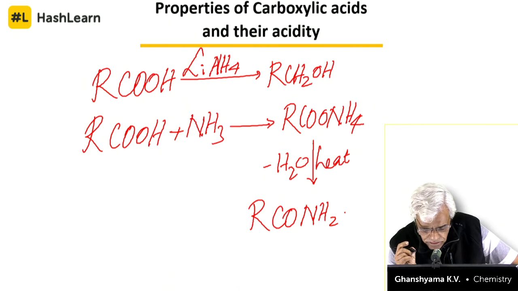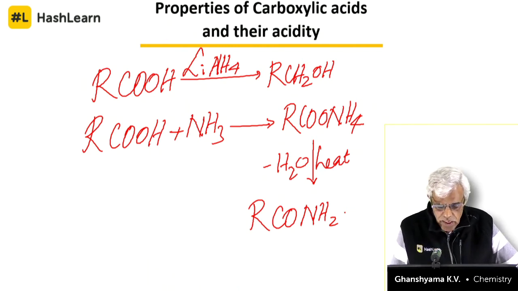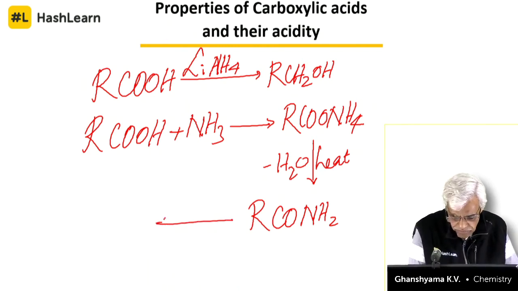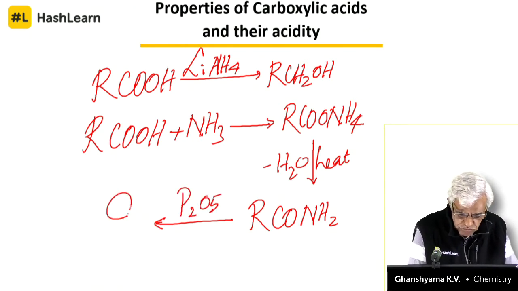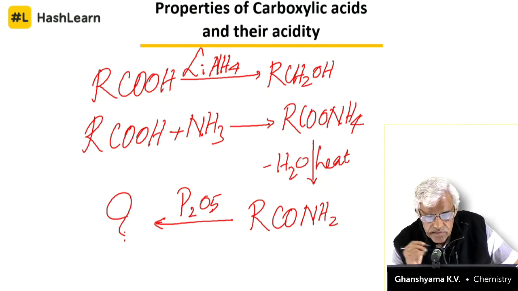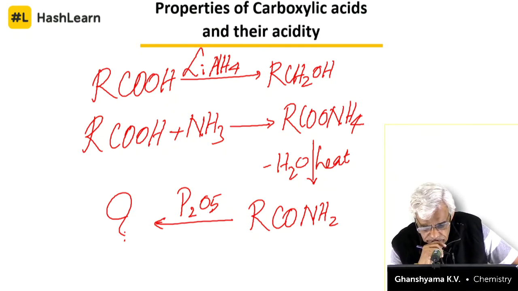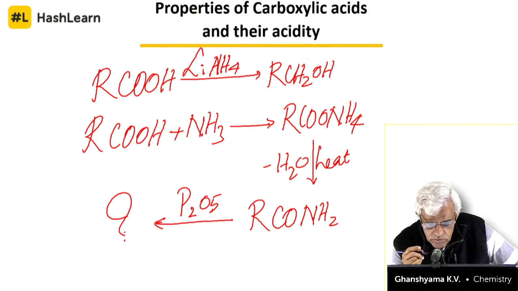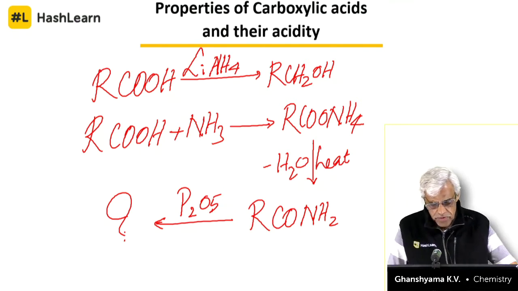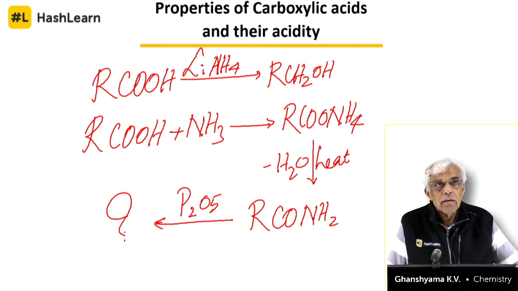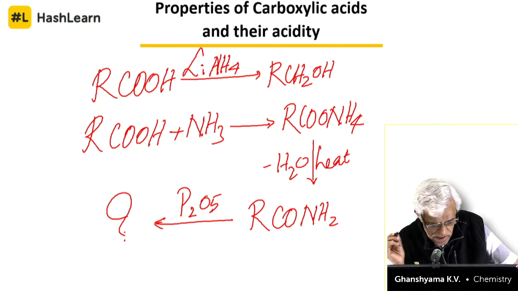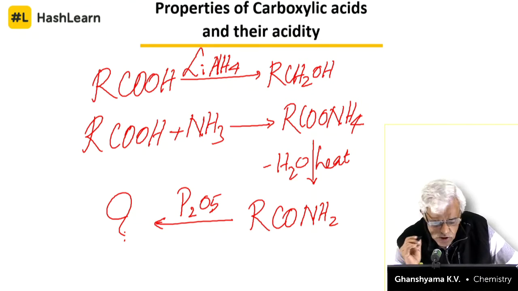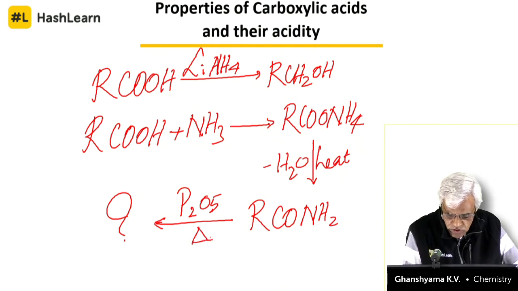Now, I will heat this amide with P2O5. Can you give me the product that is obtained? Anybody? Yes, an amide with phosphorus pentoxide, if you heat it, what do you get?